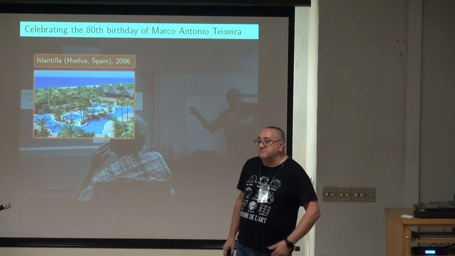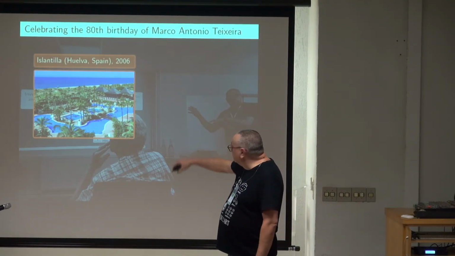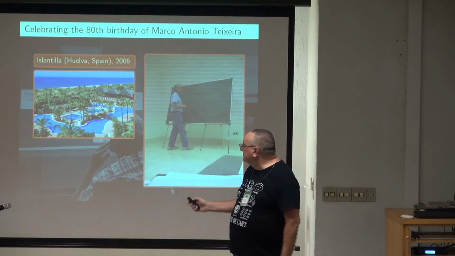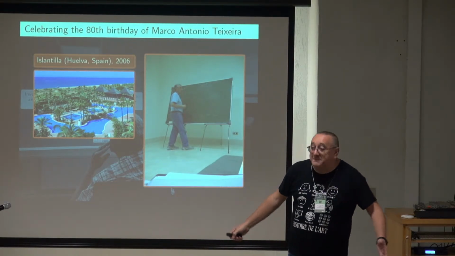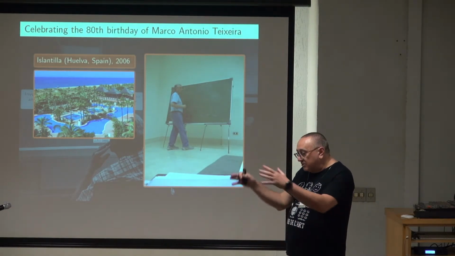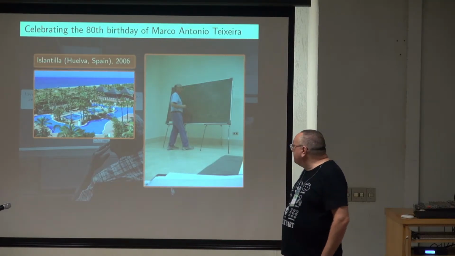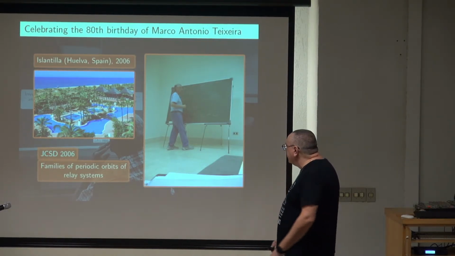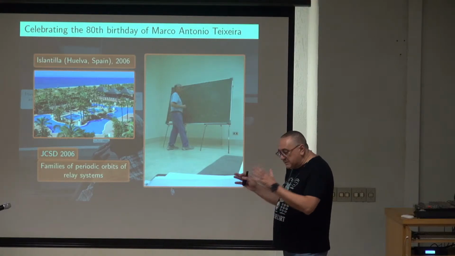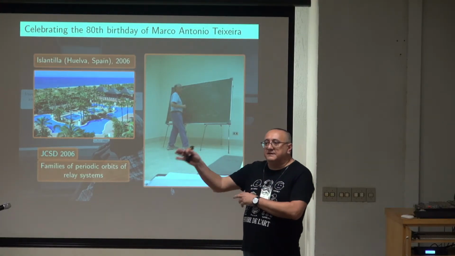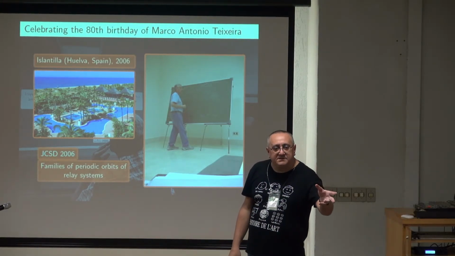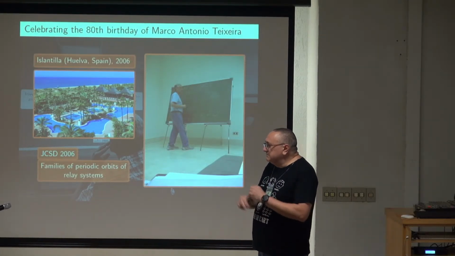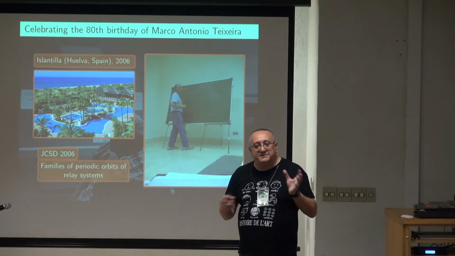This is the place where I met Marco in 2006. It's a wonderful hotel. A lot of people swimming in the sea or in the swimming pool, but we were here. We are mathematicians, so we were in a small room with a blackboard. And I remember that Marco was talking about families of periodic orbits of real systems. I remember a special equation with a third derivative and also the sign effects. It was a very small equation, but with amazing behaviors for me.